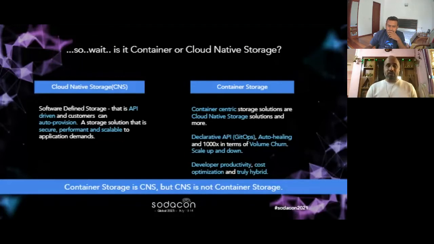We were talking about scale in terms of capacity and performance in terms of throughput and IOPS, but now containers have introduced this new notion of volume churn. The scale at which the volumes have to be provisioned and deleted could be 1,000 times or tens of thousands of times more than we are used to seeing in the cloud native or even the previous world.